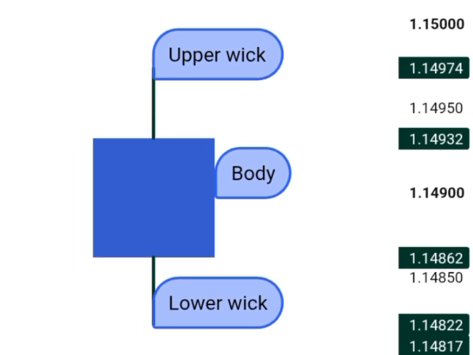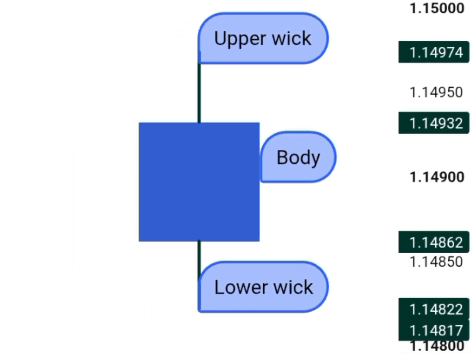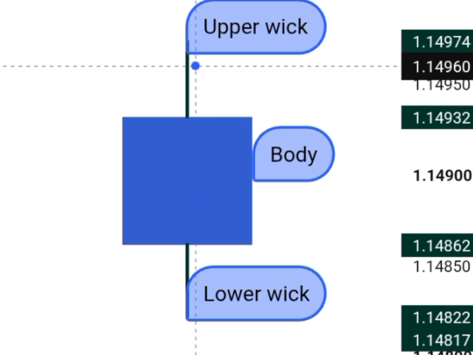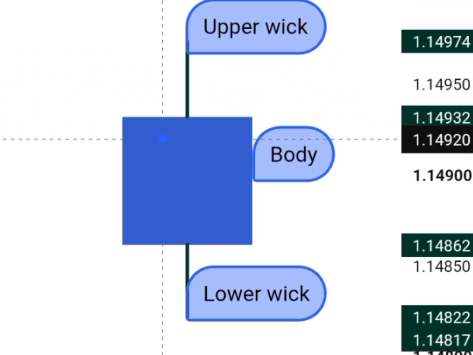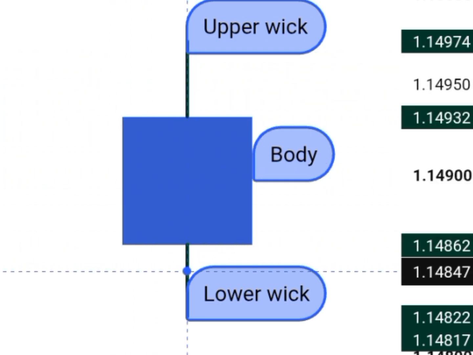So this is a candlestick, and a candlestick is something that looks like this. The candlestick has two major parts. It has wicks and the body. Then the wicks, we have the upper wick and the lower wick. So as you can see, this is the upper wick, this is the body, and this is the lower wick.